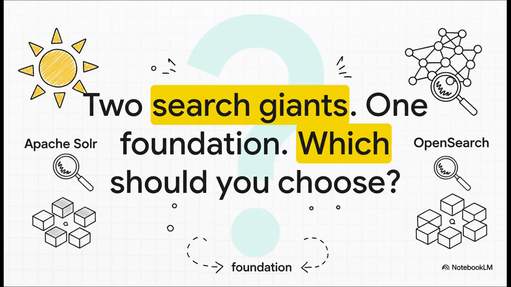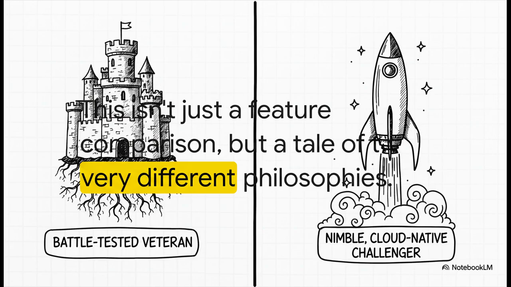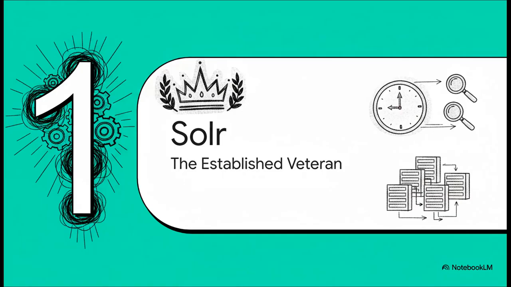fit for your project. See, this isn't just about comparing a list of features. No, to really get it, you need to understand their stories. It's a classic tale, really, the established, battle-tested veteran versus the young cloud-native challenger. Okay, so let's start with the OG, the original titan of open source search, Apache Solr.